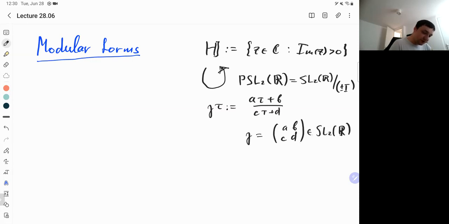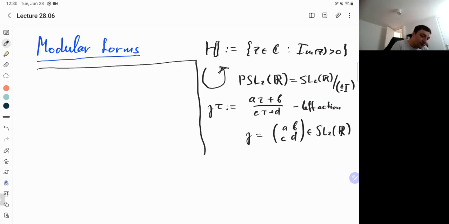but really, I will abuse notation quite a bit. So I will talk about matrices or classes in this quotient interchangeably. And by restriction, any subgroup of PSL2(R) also acts on the upper half plane. We just use the same formula for the action. So this is a left action of SL2(R) on this set.